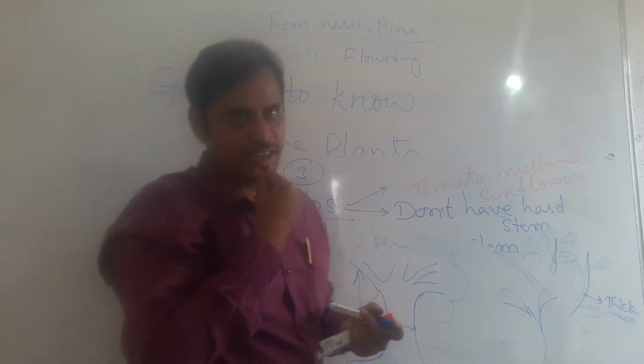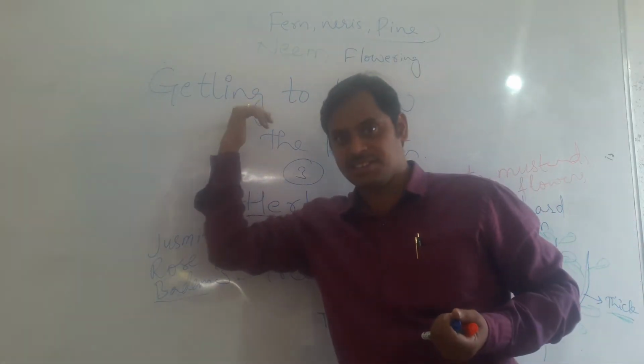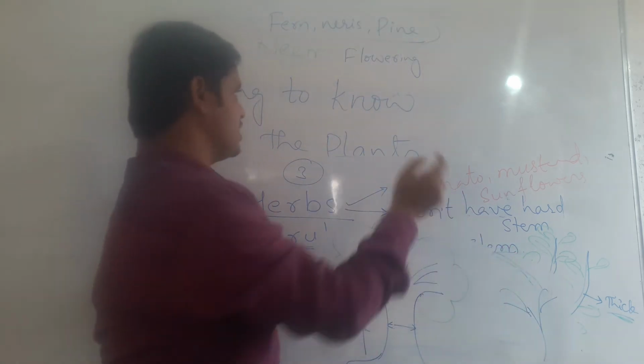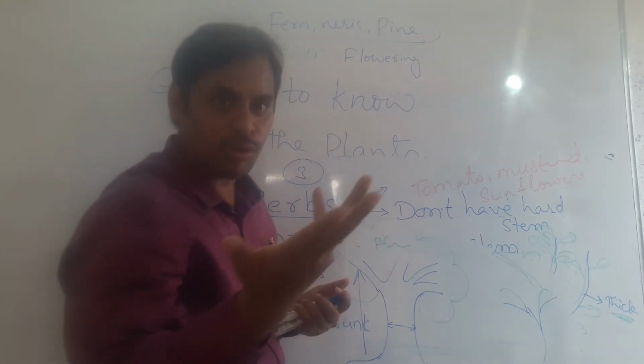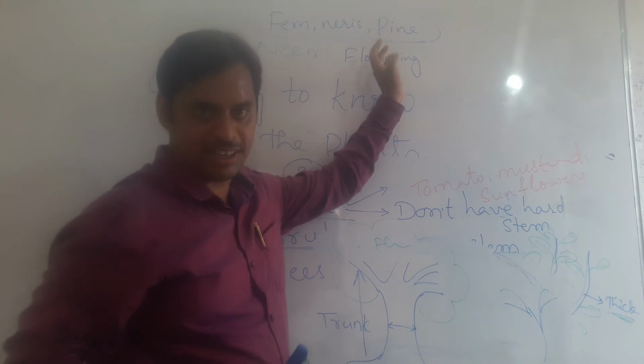My question is, without flower, how could it give birth to another plant? We know that if you sow the seed, it gives us a plant. Seed comes from the flower, but there is no flower for these plants. Then how could they reproduce? We'll discuss in higher section or in further lessons.